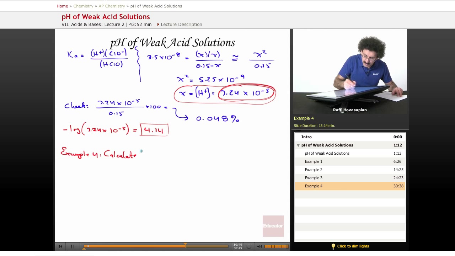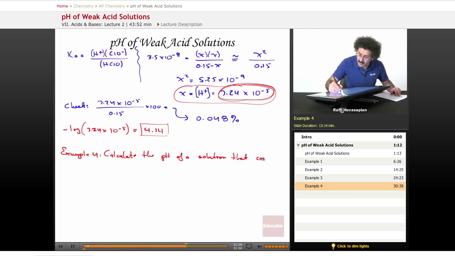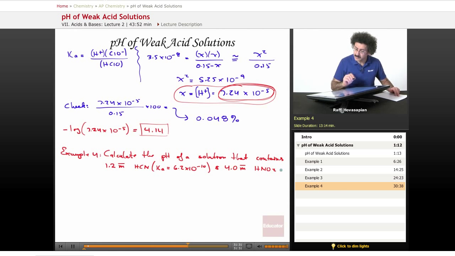Calculate the pH of a solution that contains 1.2 moles per liter of hydrogen cyanide or hydrocyanic acid, whose Ka is 6.2 times 10 to the negative 10, very, very weak, and 4.0 molar HNO2, hydrogen nitrite or nitrous acid, whose Ka is equal to 4.0 times 10 to the negative 4.